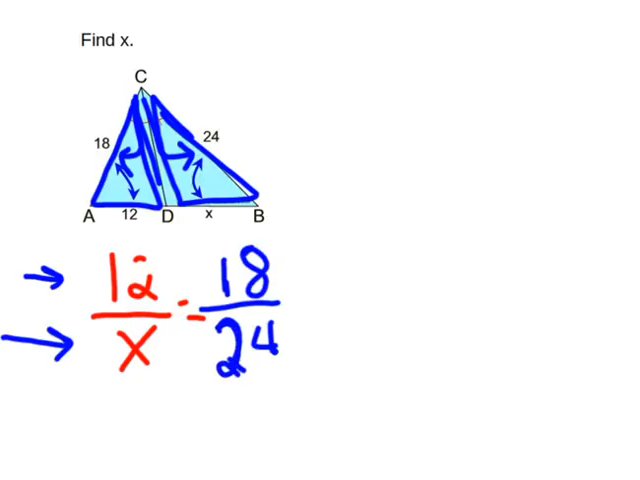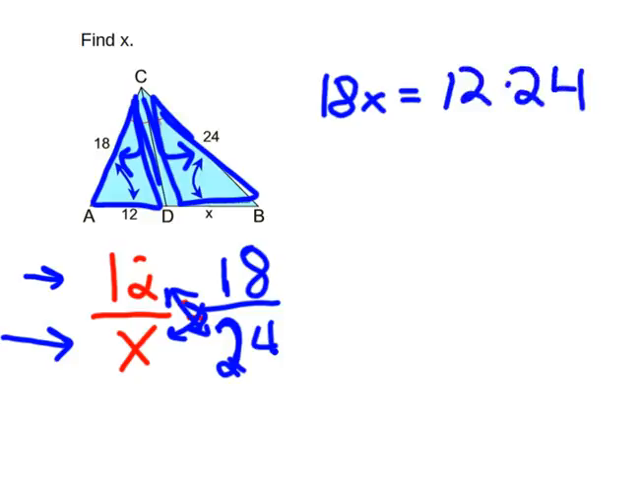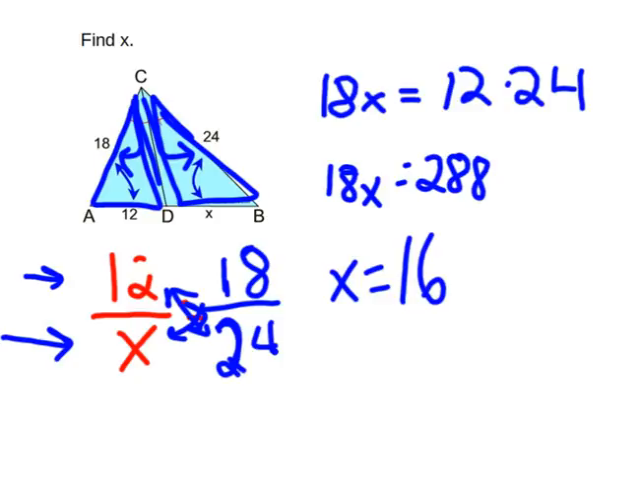To solve this now for x, we're just going to do some cross multiplication. So we're going to cross multiply these two. 18 times x gives me 18x, and that'll be equal to 12 times 24. So we use all the geometry to set up the problem, and then now it's really just algebra to solve it. So 12 times 24 is going to give me 288, and that's going to be equal to 18x. To solve this one, all I've got to do is divide by 18, and I will get that x is equal to 16.